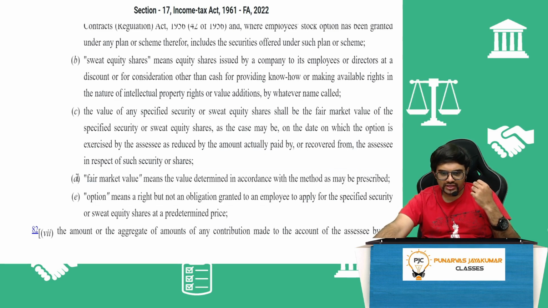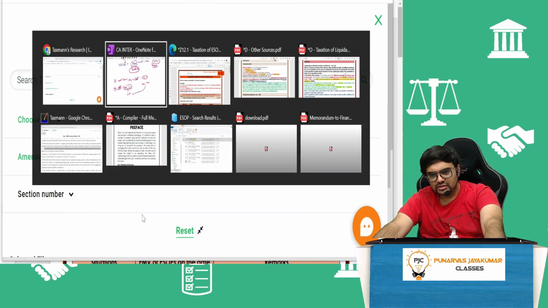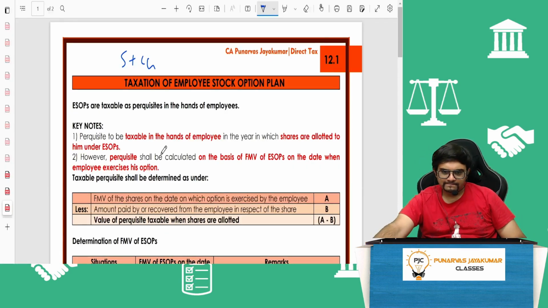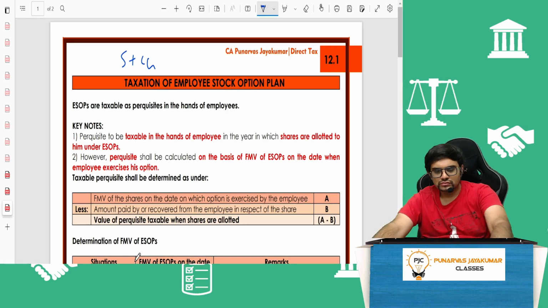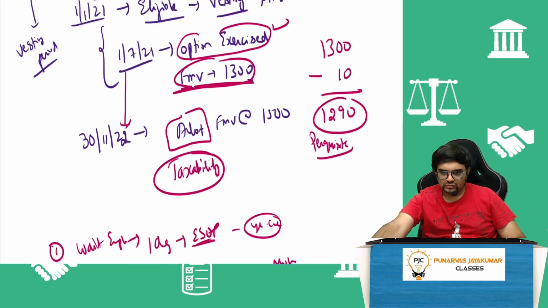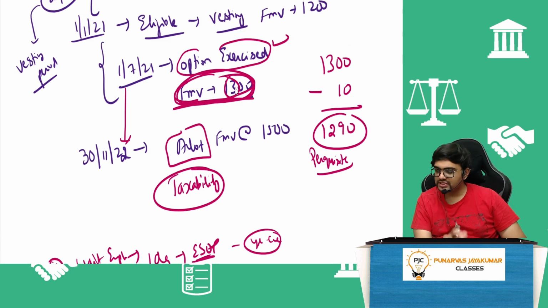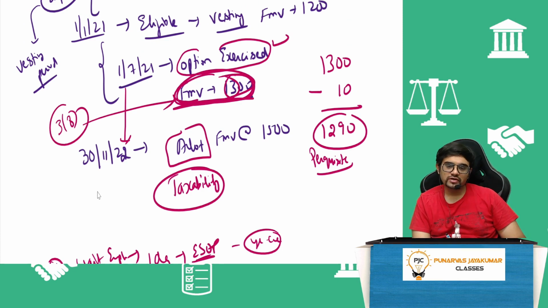FMV means the value determined. This is all 17(2). So I told you here FMV. How to compute? I just wrote 1300. How did I compute that? That is there as part of Rule 3(8), computation of this FMV, valuation of perquisite.